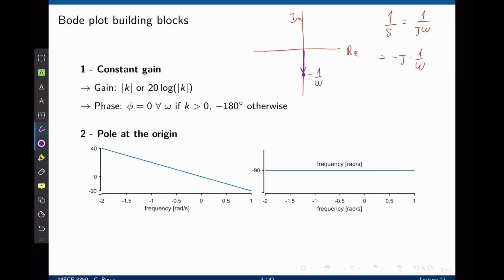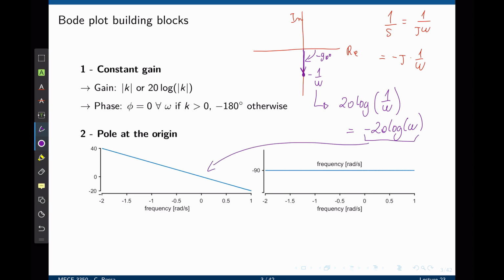We can see that this magnitude of negative 1 over omega decreases as the frequency increases. And you can see, on the other hand, that the phase of this transfer function is always negative 90 degrees. The magnitude of the transfer function can be written as 20 log of 1 over omega, which is the same as negative 20 log of omega. This gives rise to a slope of negative 20 decibels per decade. So for each frequency decade, the magnitude on the Bode plot goes down by 20 decibels.